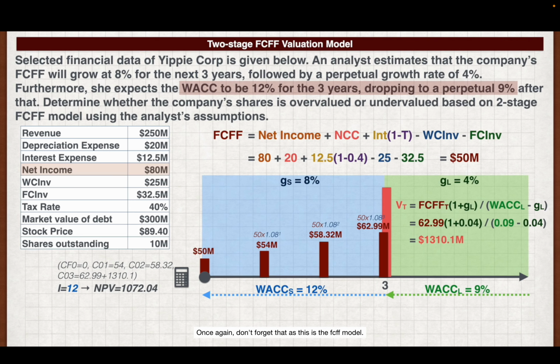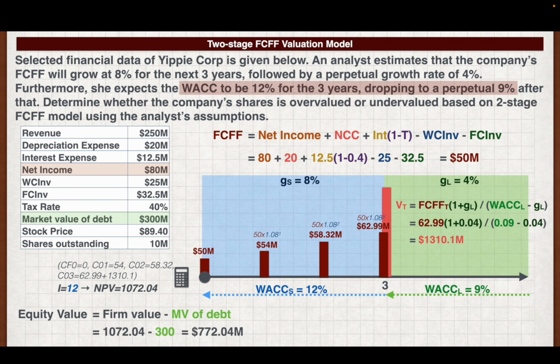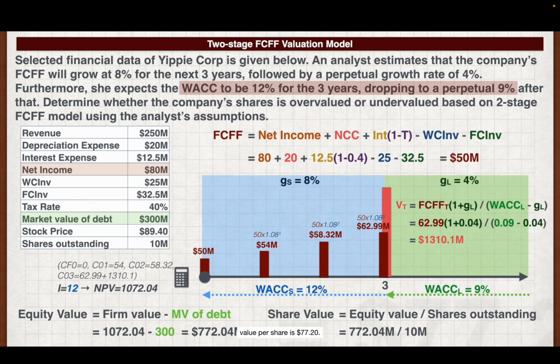Once again, don't forget that as this is the FCFF model, you need to deduct the market value of debt if you wish to get the equity value. And based on 10 million outstanding shares, the value per share is $77.20. Since the current stock price is $89.40, which is higher than the intrinsic value of the stock, we conclude that the company's shares are overvalued.